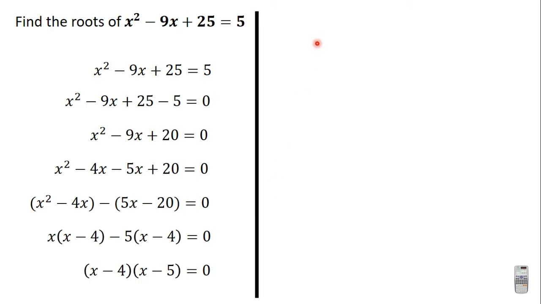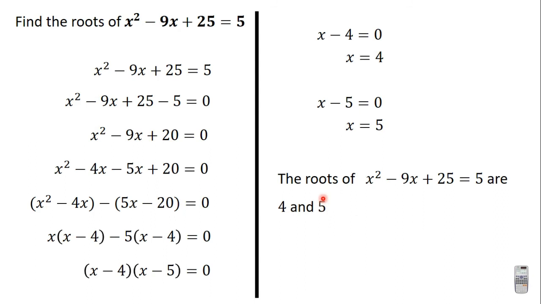I'll bring this line here so that we can continue our solution here. In the previous video, we learned that to solve this quadratic equation, we will equate the expression in the first bracket to 0. So we have x minus 4 is equal to 0, and this will give us x is equal to 4. Then we will equate the expression in the second bracket also to 0. So we have x minus 5 is equal to 0, and this will give us x is equal to 5. So the roots of the equation x squared minus 9x plus 25 is equal to 5 are 4 and 5.